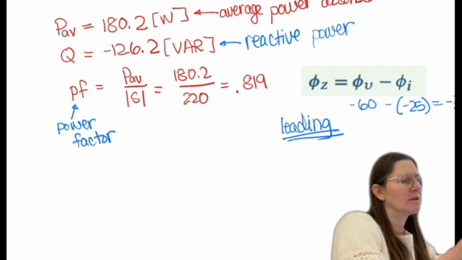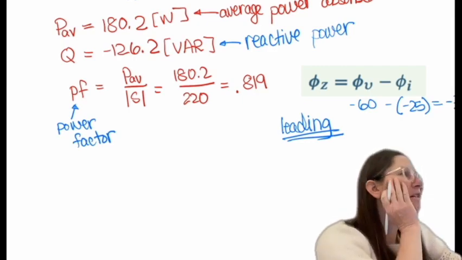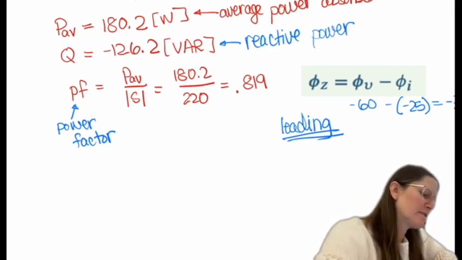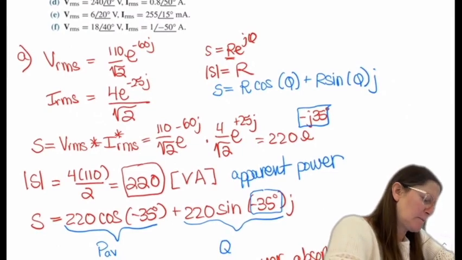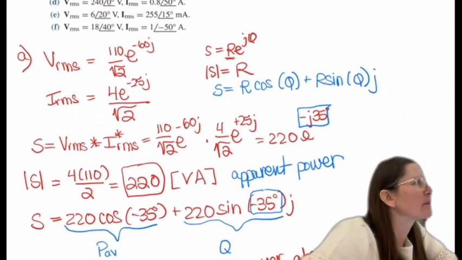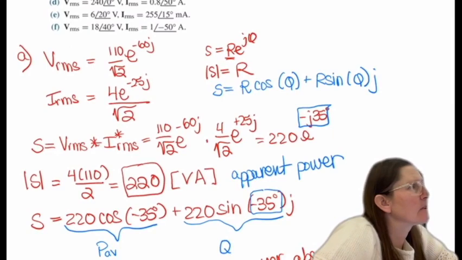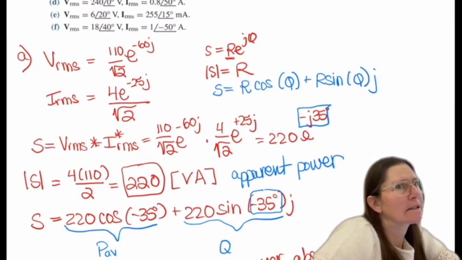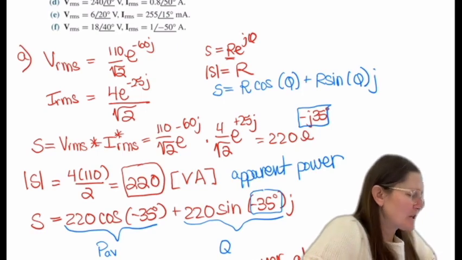So does that mean that a power factor has a magnitude and also whether it's leading or lagging? Yeah. So you just have to look at the complex power value of the angle there. And that will tell you if it's leading or lagging. Okay. You guys ready to do part B?